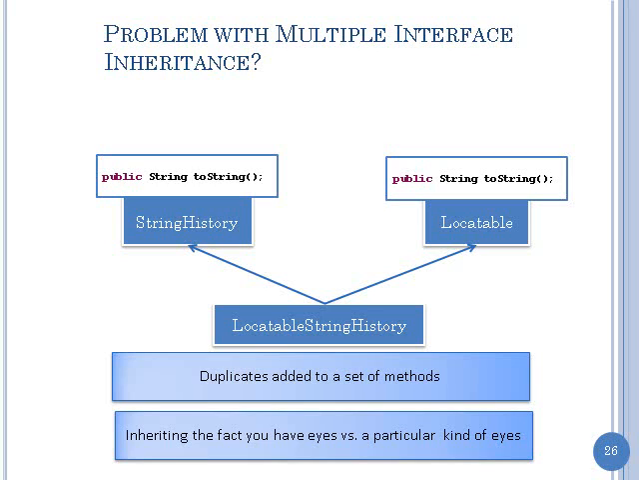Questions? Can you repeat that again? You can't have two methods with the same parameters that return different types. Yeah, I cannot have string here and StringBuffer here.